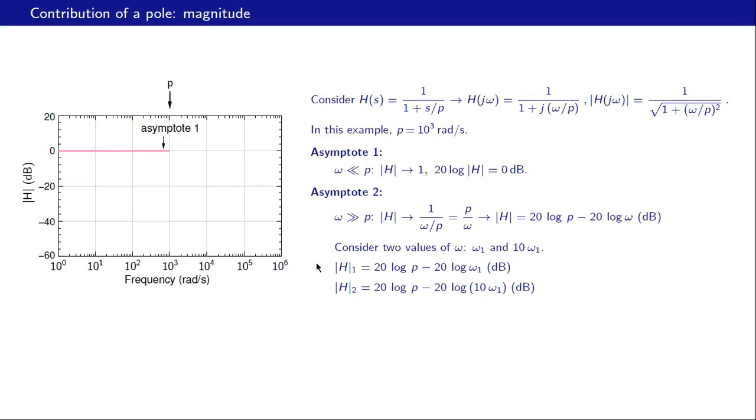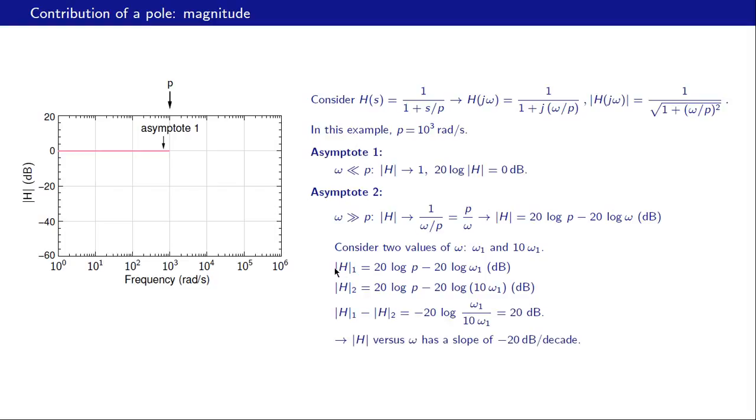Let us consider two values of omega, omega 1 and 10 times omega 1. For example, omega 1 could be 10 raised to 4, and 10 times omega 1 is then 10 raised to 5. For the first omega, omega 1, h1 is 20 log p minus 20 log omega 1 from this expression. For the second case, h2 is 20 log p minus 20 log of 10 omega 1, because omega 2 is 10 omega 1.